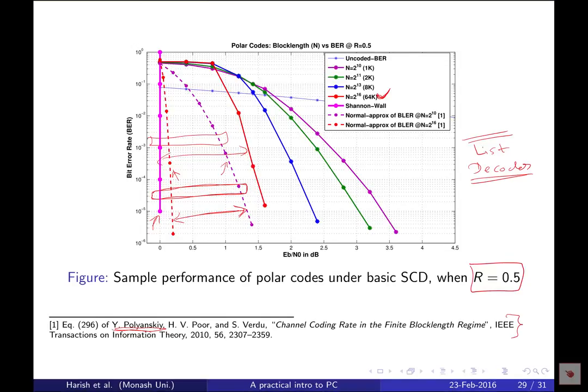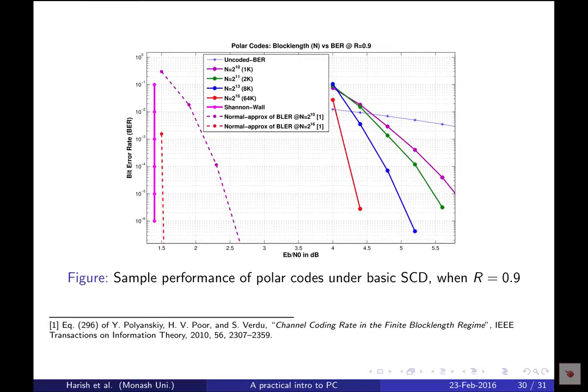Okay, if you increase the rate, what happens? Let's see. This is another interesting result. Unfortunately, the gap increases to 3 dB. There is a 3 dB gap of performance. That is something not desirable in general, but that's how it is. So the plain vanilla successive cancellation decoder will have 3 dB worse performance than what is achievable in terms of Shannon.